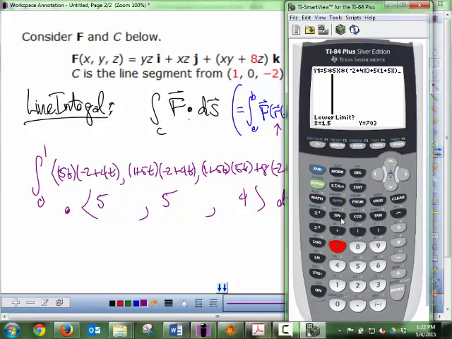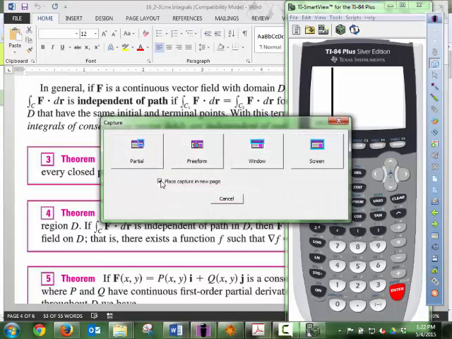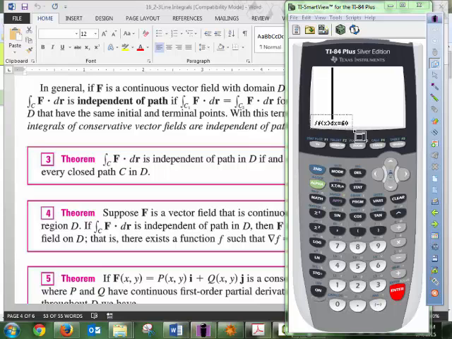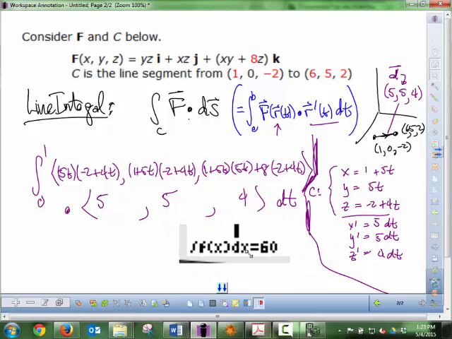Lower limit, let's try 0, enter, upper limit, let's put 1, enter. I can't see it, but the answer is 60. Well, that was a pain. So your integral is equal to 60. Okay?